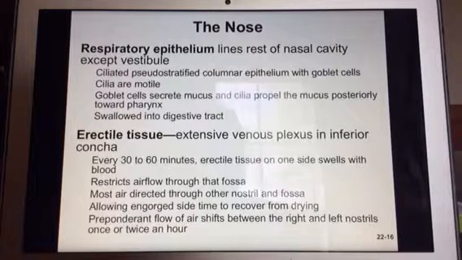In the conchae, the inferior conchae, there is erectile tissue. And so every half hour to an hour, this tissue on one side swells with blood, and it restricts the airflow to that side. And then the air is directed to the other nostril, and that basically lets one side recover, and it shifts back and forth once or twice an hour.